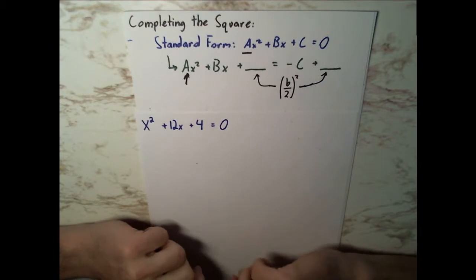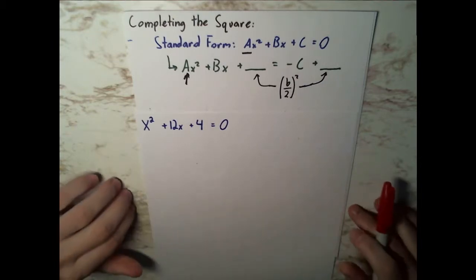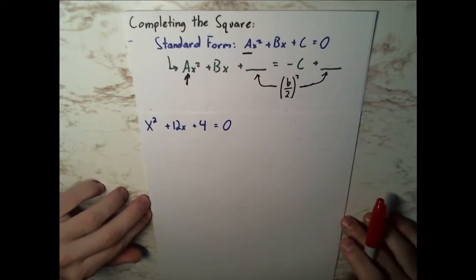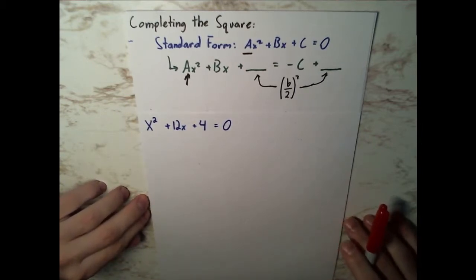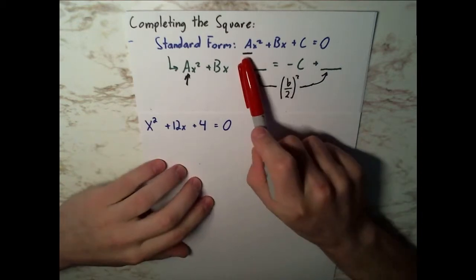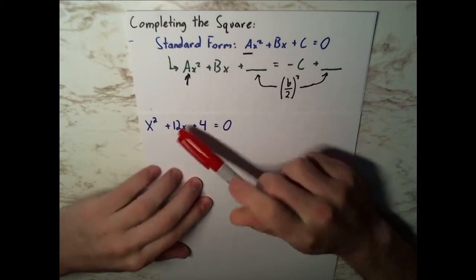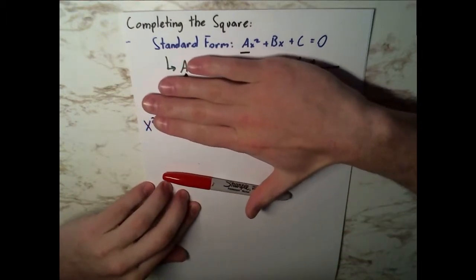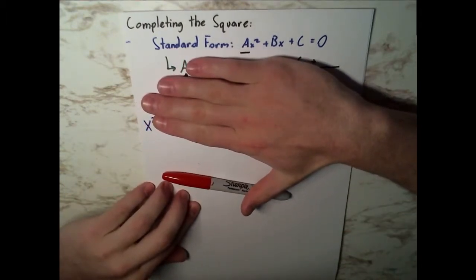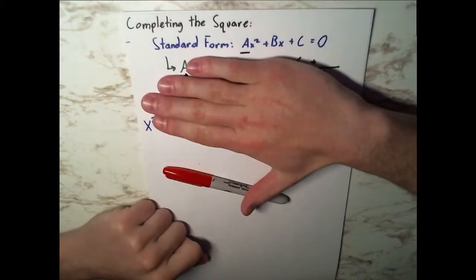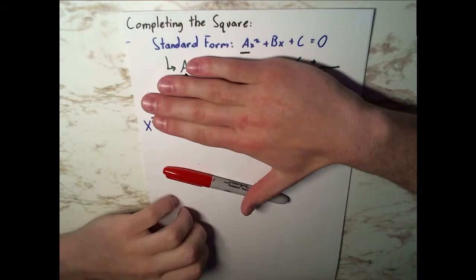Okay, this is going to be the first video in a series about completing the square and how to solve quadratic equations that look like this using the completing the square technique. If you look at the standard form of a quadratic, it's ax squared plus bx plus c, and all of that is equal to 0. So this is normally what most quadratic equations look like.